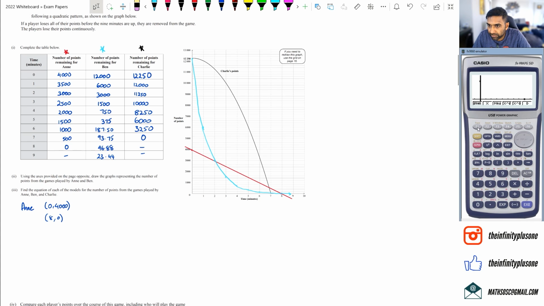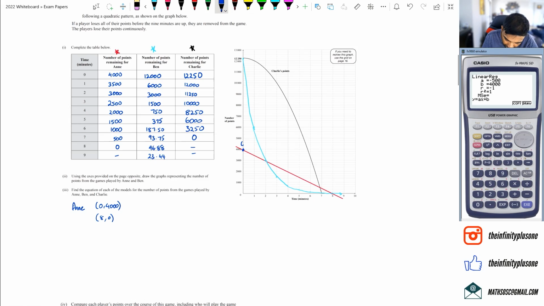And let's go graph calc x. So we should actually get Anne's equation as minus 500x plus 4,000. Okay, so let's do this the long method. The long method is this. That value, the 4,000, is your c value or your y-intercept.